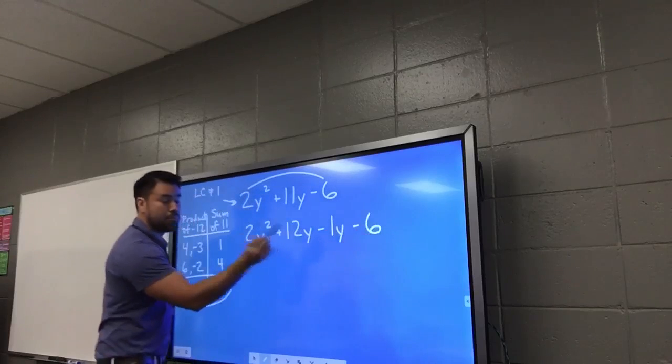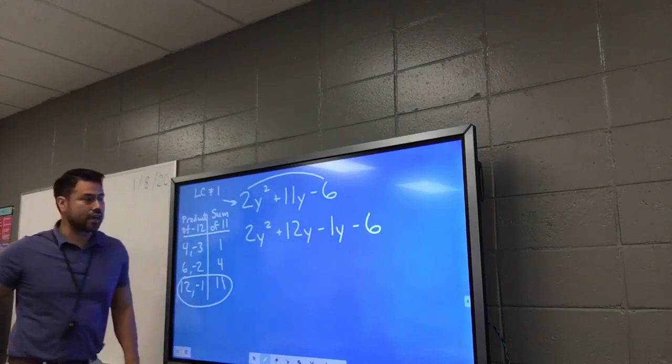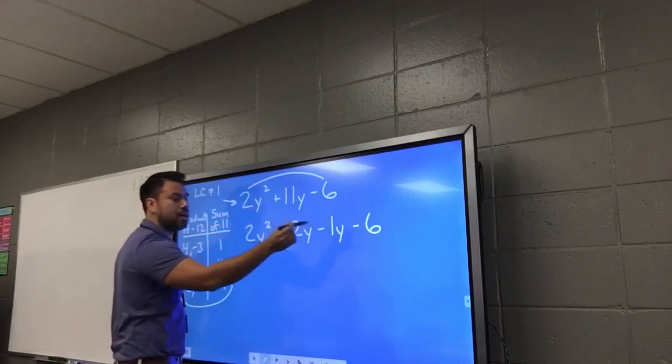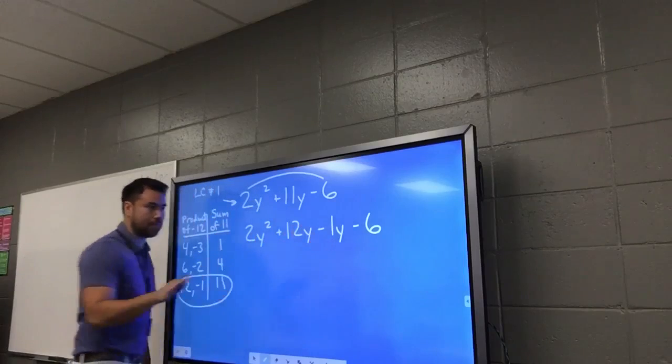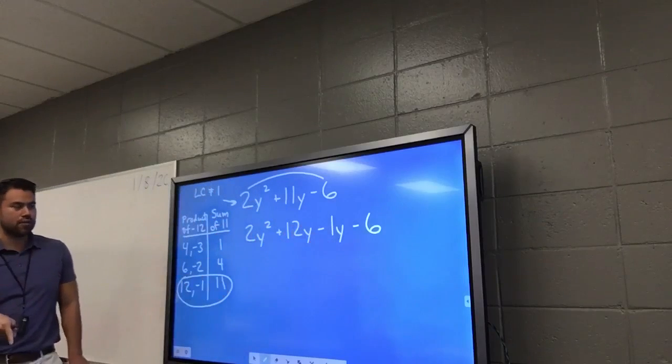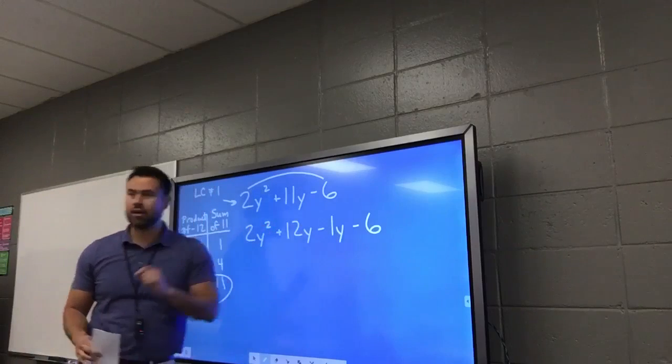Good. By the way, you guys are doing very well so far. Both of you, Justin and Jack, when I asked you to break these apart, you both said 12 and then the variable and -1 and then the variable. That matters. It's not just 12 and -1. It's 12y and -1y. Okay.